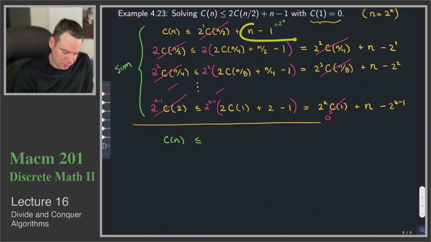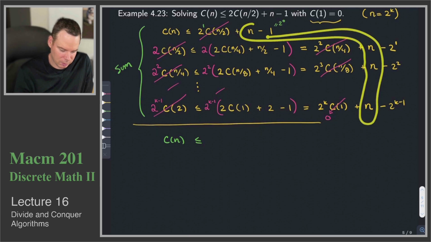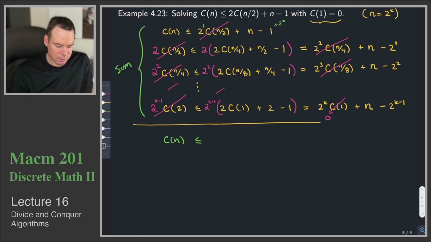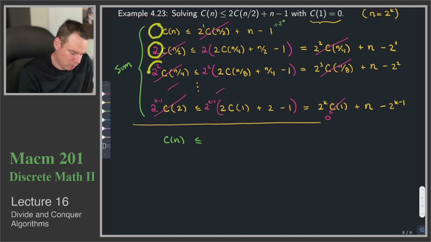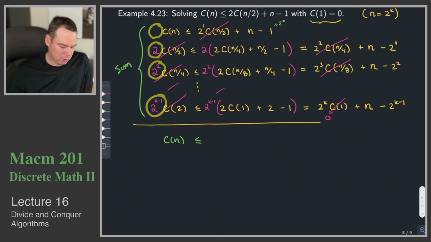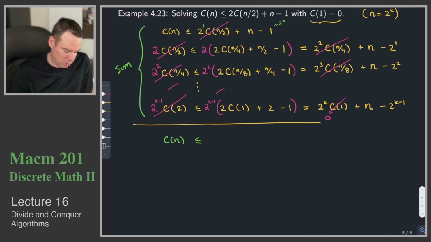Well, I had an n, those are a bunch of n's that all add up. How many n's are there? Well, it's how many equations I've written down. I can count the equations by thinking of this as 2 to the 0, 2 to the 1, 2 to the 2, all the way up to 2 to the k minus 1. So there's k equations written out there. So when I sum them all up, I get n plus itself k times. So I get an nk.